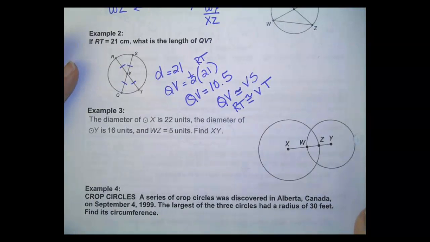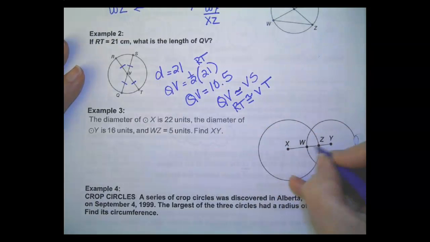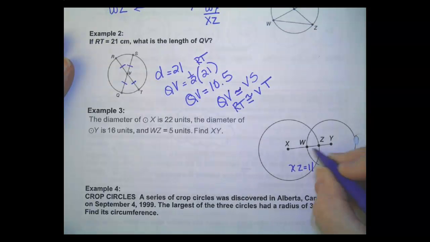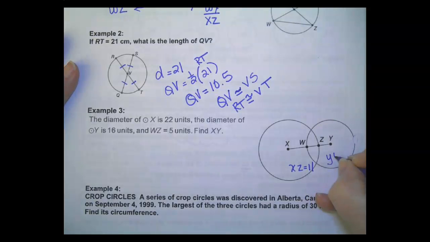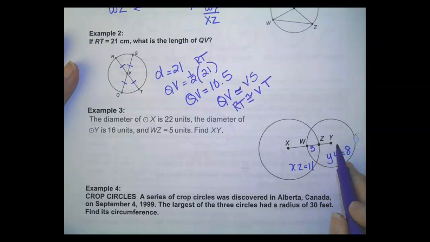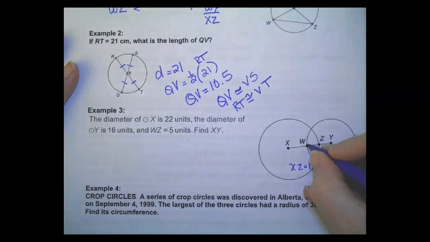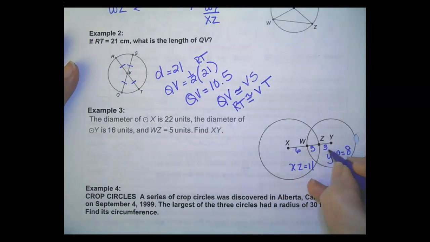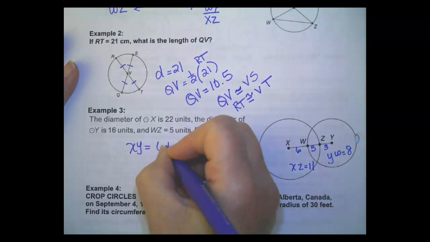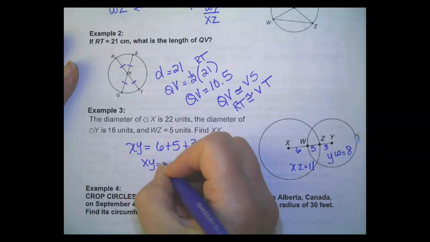So here the diameter for X is 22. So X to Z is going to be 11. The diameter of Y is 16. So this all the way across. So from Y to W is 8. Y to Z is 5. Find X to Y. So we could add those two together and subtract the 5. Or you could say, if this is 5, this must be 3. And if this whole thing is 11, that means this part is 6. So that's 11, that's 8. Add it all together. Different ways you could solve this. I'm going to say 6 plus 5 plus 3. What is 11 plus 3? X to Y equals 14 units.